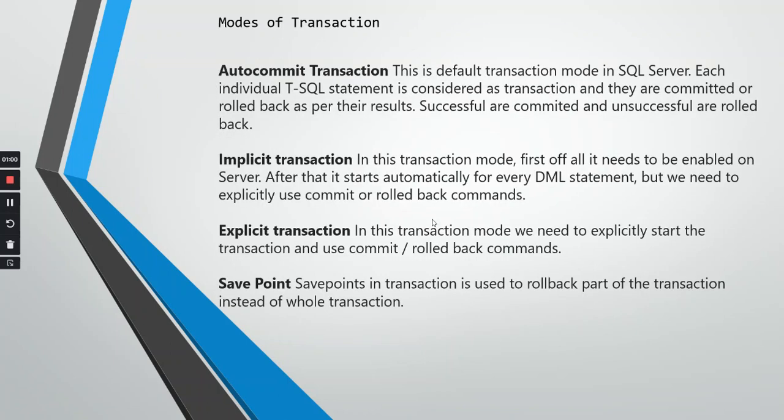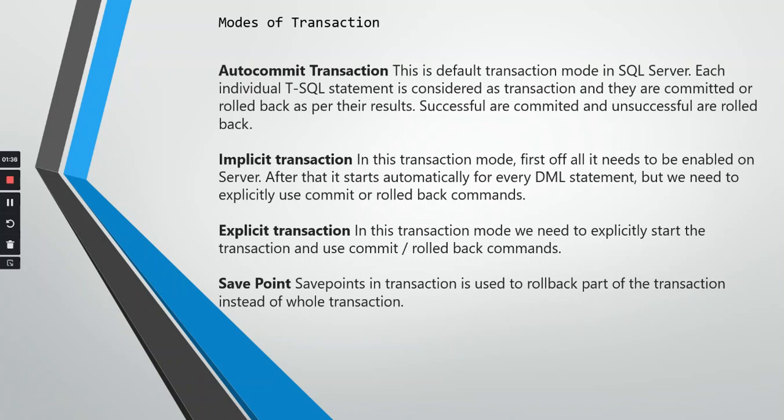There are several modes of the transaction in SQL Server, right? First is the auto commit transaction. This is the default transaction mode in SQL Server. Each individual T-SQL statement is considered a different transaction. If the statement executes successfully, then it is committed. If the statement has any errors, then it is automatically rolled back. So this is called an auto commit transaction, which is the default in SQL Server.